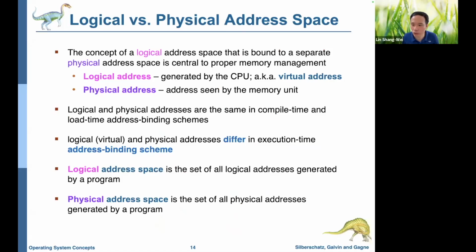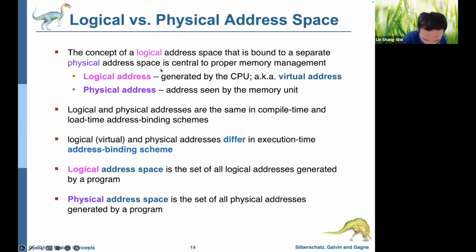All right, now let's move on to the next concept. Here I want to differentiate two terms: logical address space versus physical address space. The concept of logical address space is that for every program, for every process, you have your own address space. We call it logical address space. Usually the logical address space starts from address 0. This is logical to this process. It's not the actual physical address.